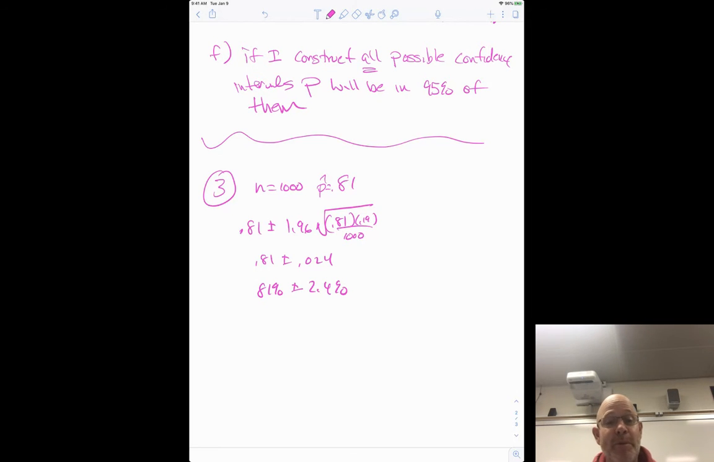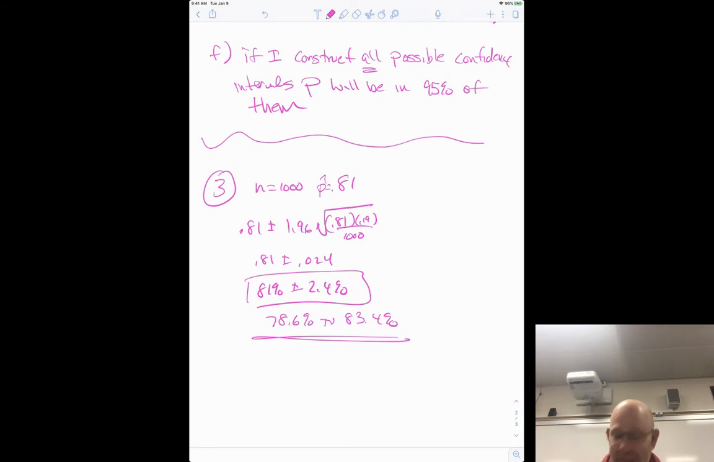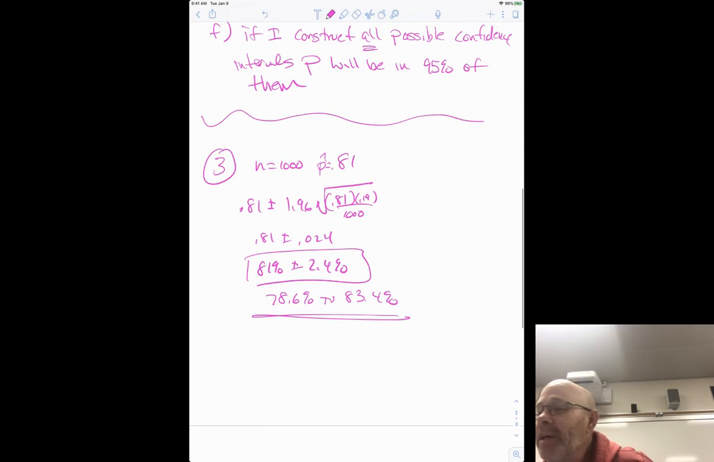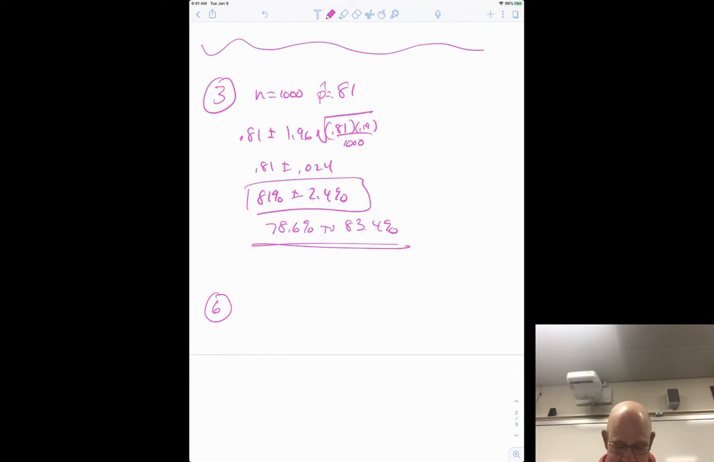So what can I say about the proportion of all adults who thought that TV contributed to decline in family values? I am 95% sure that the actual proportion of all people in the population that thought TV contributed was somewhere between, I guess I should have done those numbers, 78.6% to 83.4%. Always better to say it that way. Okay. So I think that's it for 3. Yep, that's good. And then the next problem is 6. So I'll do 6 right now also.